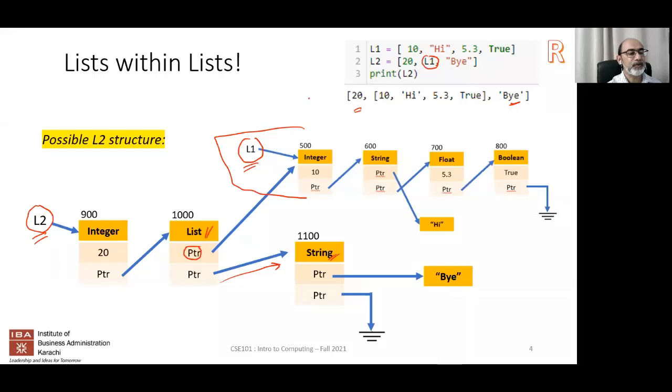So notice that L2 only has 3 elements in it: 20, a list, basically an integer, a list, and a string. Okay, so the first, second, and third. The second is itself a pointer to another list. Okay.